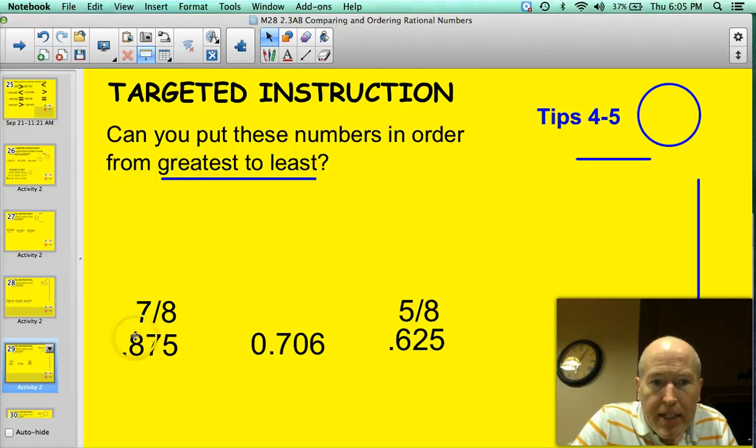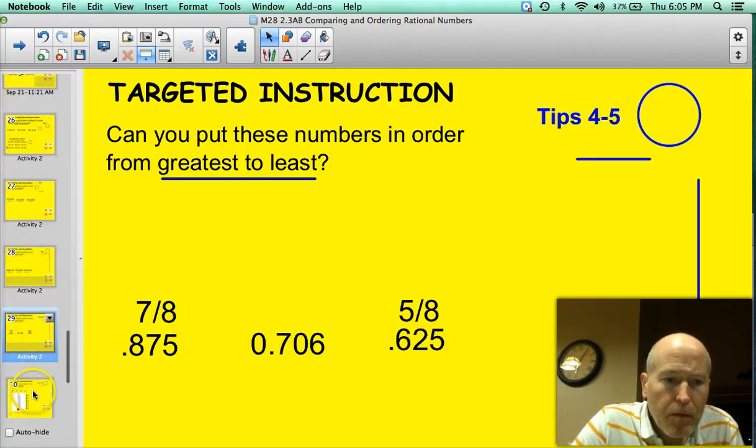Thinking about money, 87 cents is larger than 70 cents, which is larger than 62 cents. Okay? Always think about that. I just kind of ignored this last digit and thought about the money on those decimals. Okay, great. One last tip.